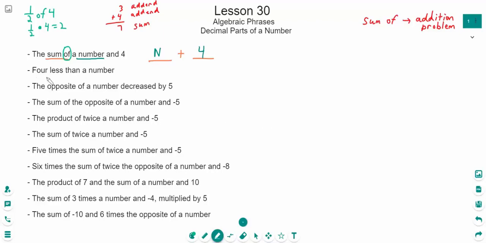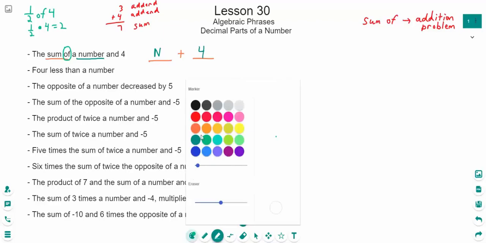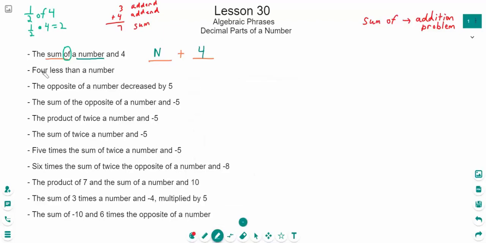So the next one we have is 4 less than a number. Well, we have the number 4 in the beginning. That's easy. We know how to write the number 4. So obviously we're talking about a 4. And what's happening to this 4? It's 4 less than a number.